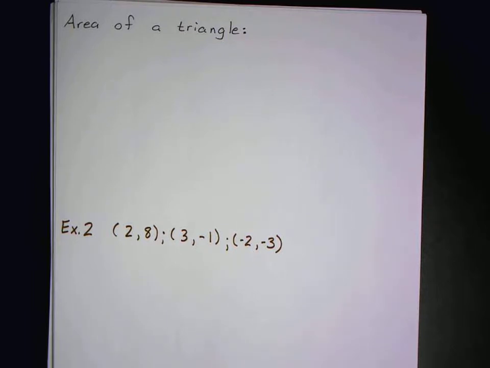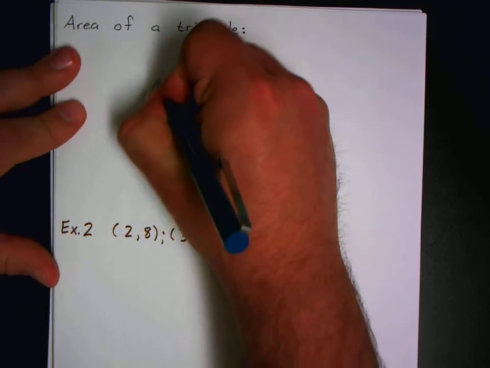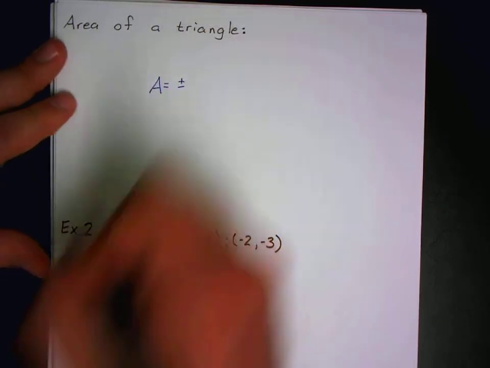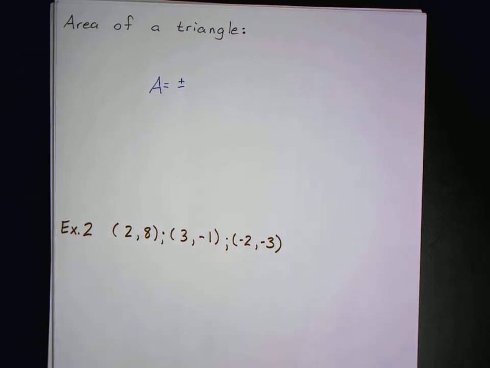Okay, if you have a triangle and you can put it on a coordinate grid and get coordinates for it, you can use a matrix to find the area of a triangle. Area of a triangle is equal to plus or minus. The reason why we use plus or minus is because the formula we use can give us a negative answer. If we get a negative answer, we just make it positive.